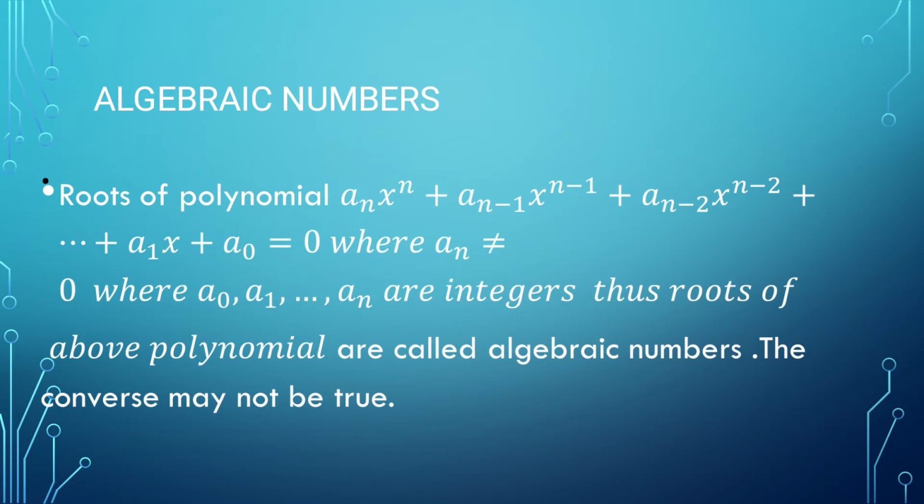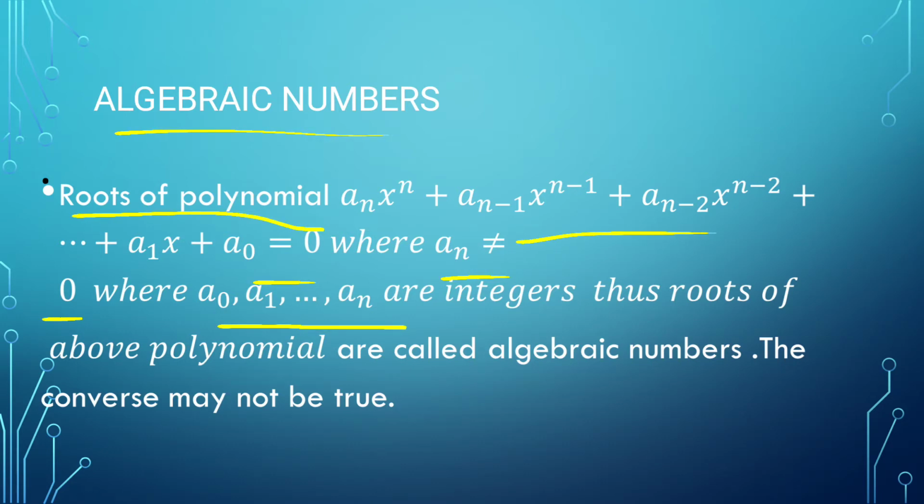The other numbers are called algebraic numbers. Algebraic numbers come from polynomials. These are basically roots of polynomials. A polynomial generally looks like that, which will be equal to 0, whereby an is not equal to 0. So these a0, a1 to an are integers, and they will make roots of the polynomial. These roots of polynomials are called algebraic numbers.